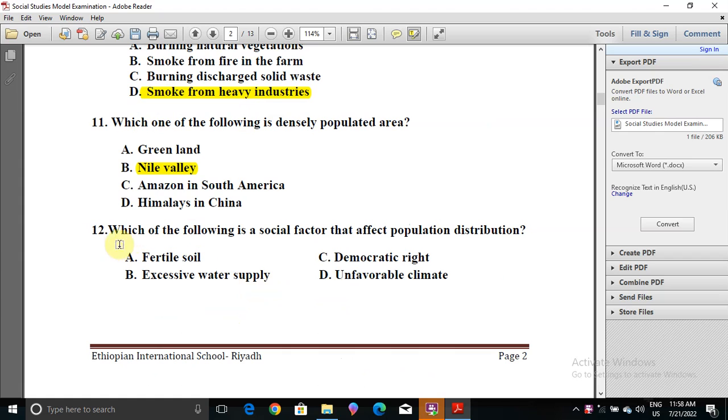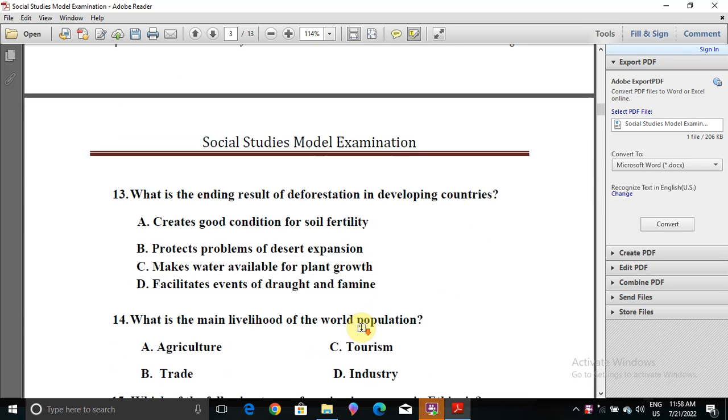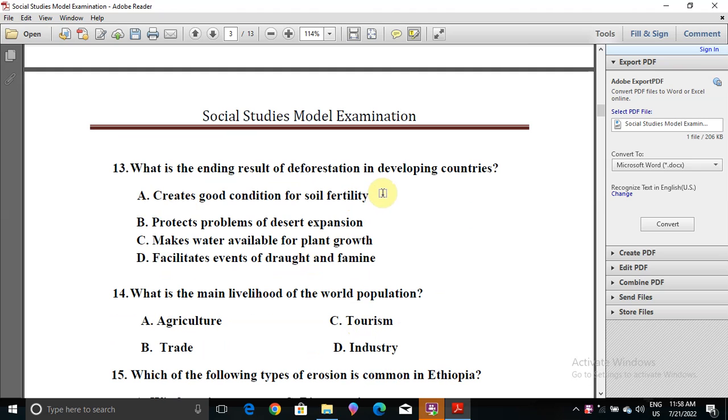Now question number 12: Which of the following is a social factor that affects population distribution? It will be fertile soil, excessive water supply, democratic right, or unfavorable climate. The correct answer is unfavorable climate. Now question number 13: What is the ending result of deforestation in developing countries? Here we have: creates a good condition for soil fertility, protects against desert expansion, makes water available for plant growth, or facilitates events of drought and famine. The correct answer is facilitates events of drought and famine.